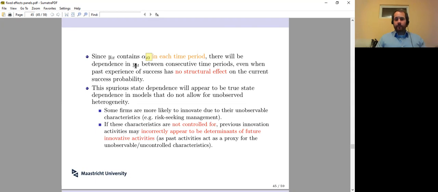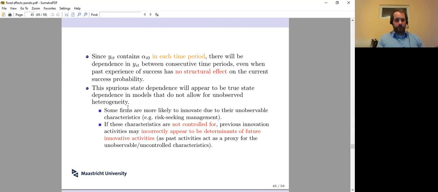So even if my experience of innovation in the past has no effect whatsoever on my chance of doing innovation in the current period, just because the alpha is there, it will look like there is some sort of state dependence. The alpha will make it look like there is true state dependence, but there isn't. Thus, we actually have to put these individual effects in the model in order to account for them, so that we can disentangle the true from the spurious state dependence.